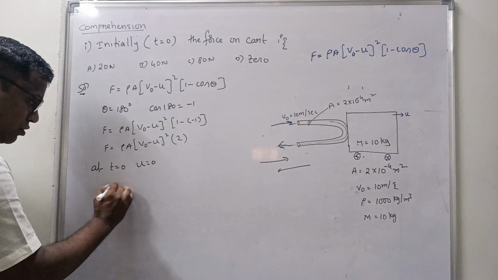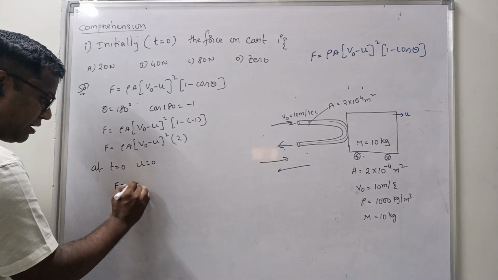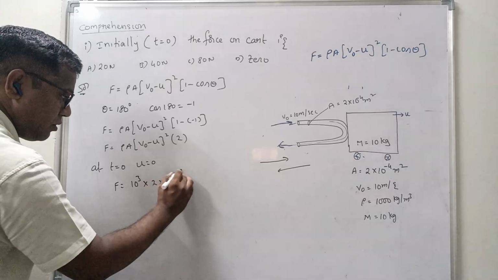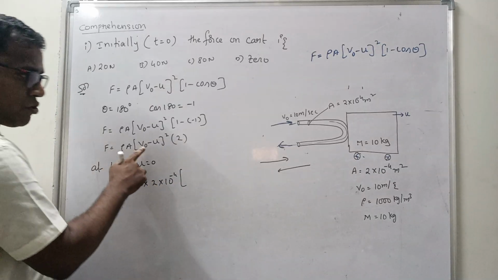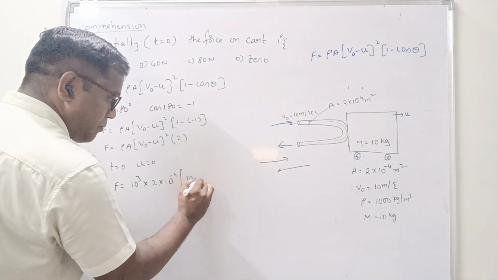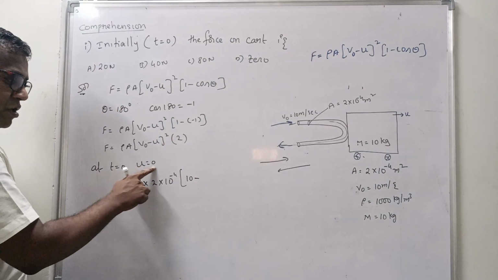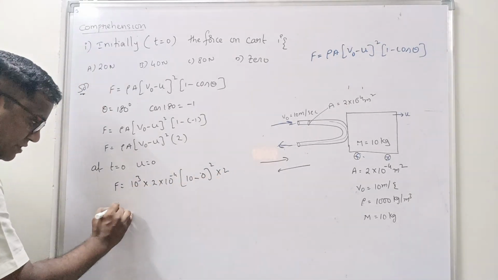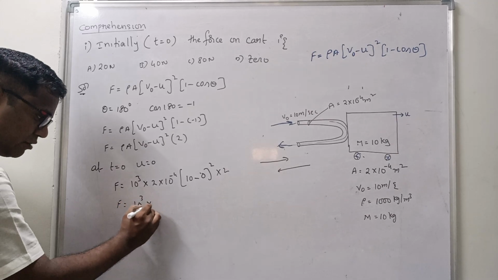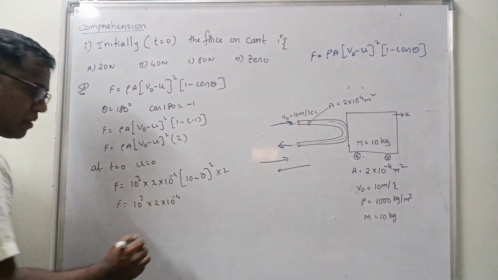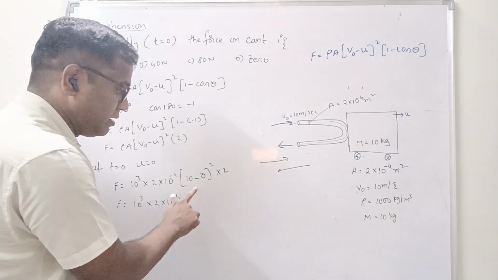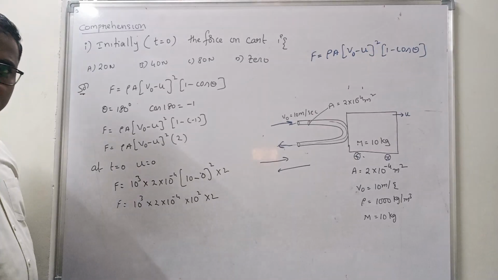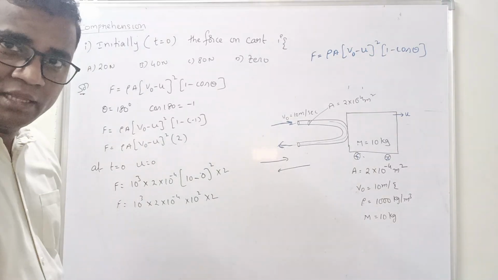So I will substitute here. F is equal to rho value 10 power 3, area of cross section 2 into 10 power minus 4, V naught is constant, how much is it? 10 minus, at t is equal to 0 the velocity of the cart is 0, whole square into 2. So F is equal to 10 power 3 into 2 into 10 power minus 4, into (10 minus 0), 10 whole square, that means 10 power 2, into 2. If you solve, you will get the answer.